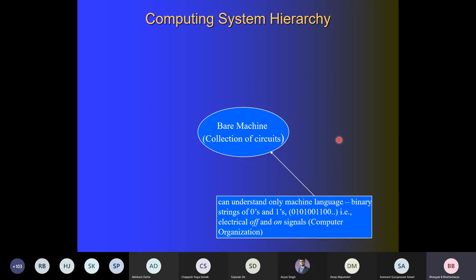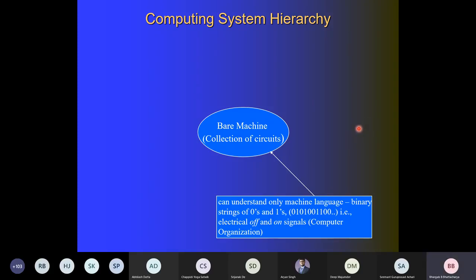In other words, the bare hardware can understand only strings of zeros and ones, only machine language. Is that correct? Okay. But you don't want to communicate with this machine using strings of zeros and ones, because that would be too complicated and cumbersome, right?